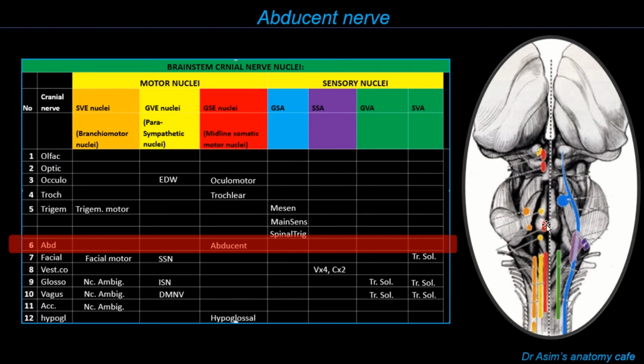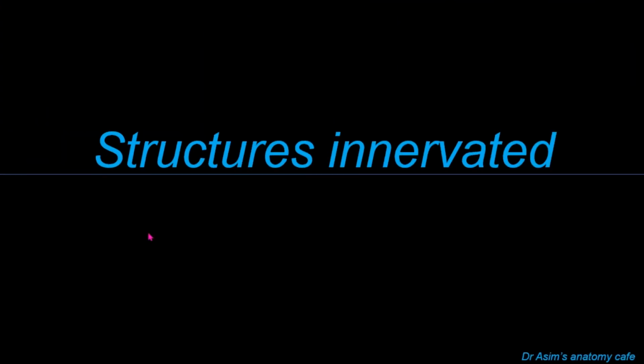The abducent nucleus is this red-colored nucleus, which can be seen situated close to the midline in the pontine region. Now, as discussed before as well, the structures innervated by these nuclei include the extraocular muscles, the iris, and the ciliary body or the ciliary muscle.